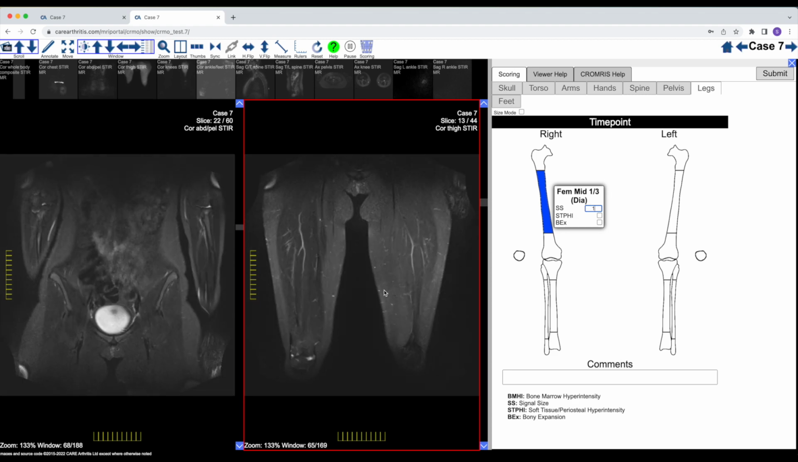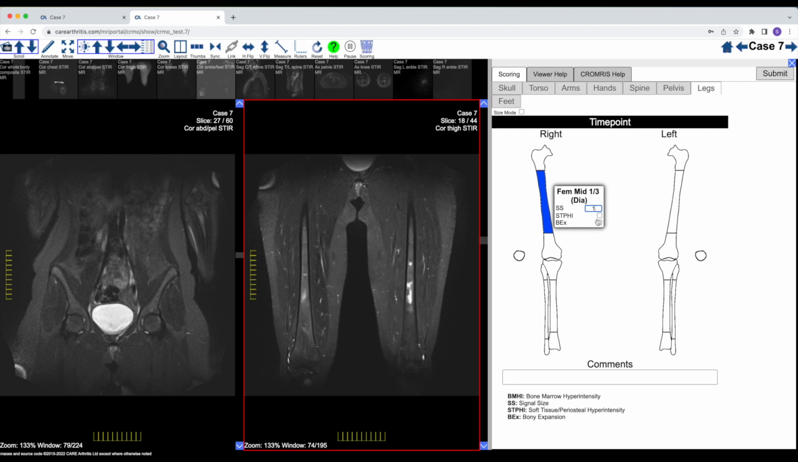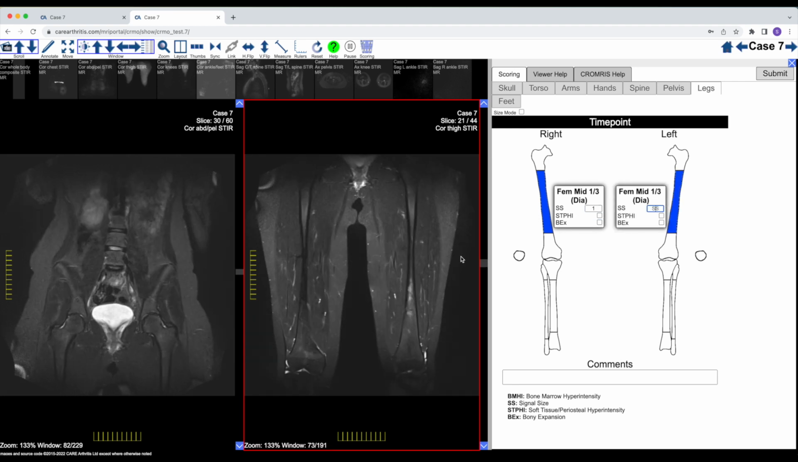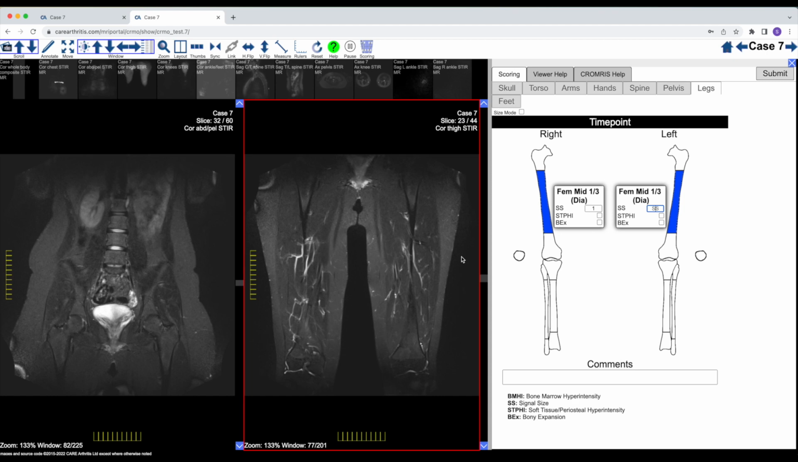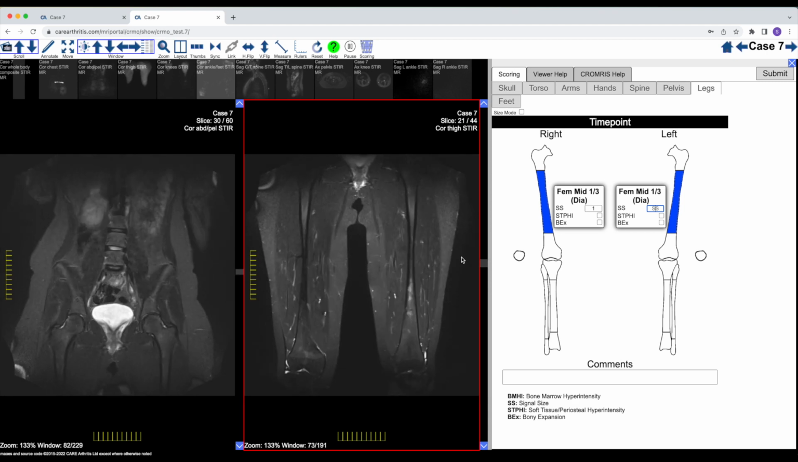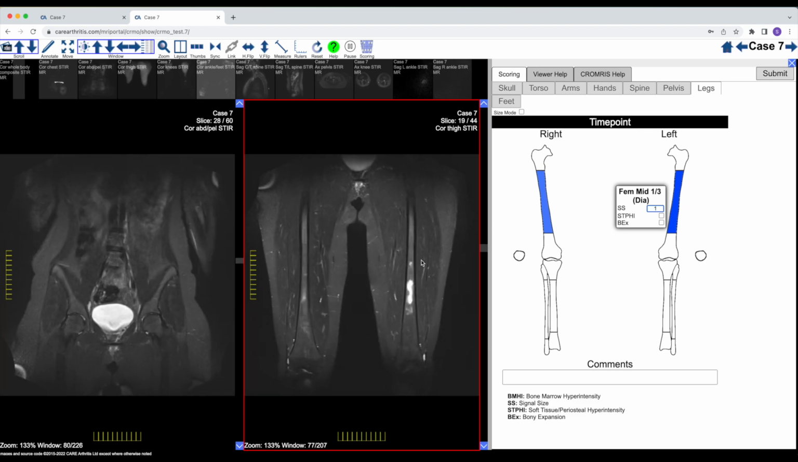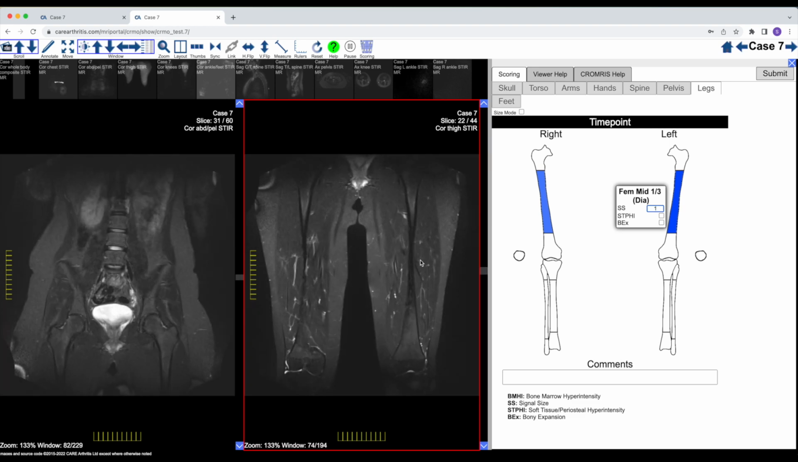Again, I don't see any soft tissue or bony expansion, so I'm going to leave that alone. And on the left side, it looks like it's a little bit more, so I'm going to say that's somewhere between 25 and 50% involvement. I don't know if that's generous. It's probably still actually less than 25, so let's give that a 1. Again, no soft tissue or bony expansion.